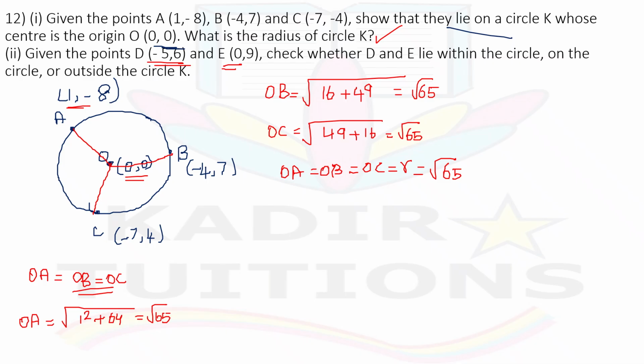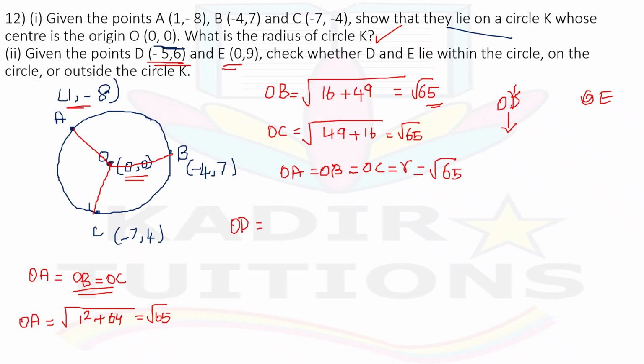So first we are going to find the distance between OD and also OE. OE distance also we need to find. Maybe if this OD distance is root 65, then the point D is lying on the circle. If it is lesser than this, then the point is inside the circle. If it is more than that, then the point is outside the circle. So can we find what is OD?